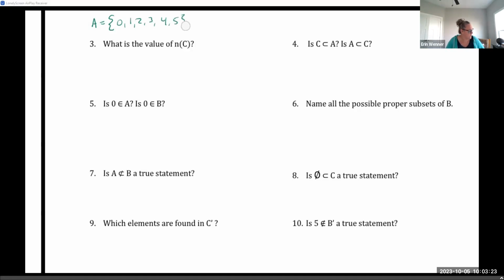B is our set. What is it? What we got here? 4, 6, and 8. C is our set 3 and 5. And then we can't forget the universal, because all of these are contained in there. Let's make this a little bit bigger. And the universal set is the numbers from 0 to 8.